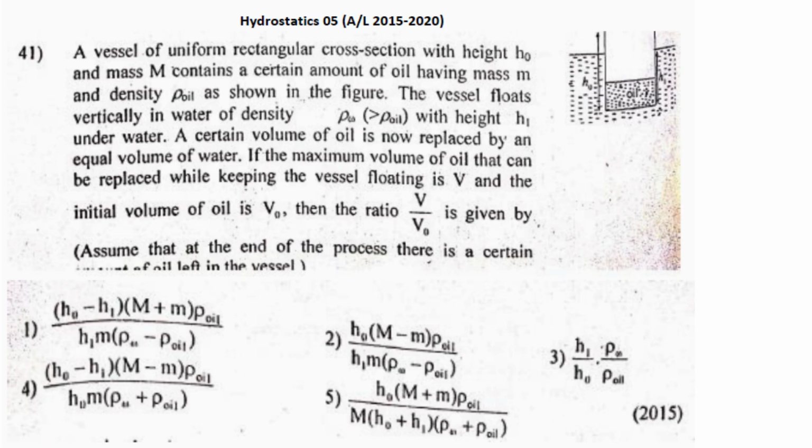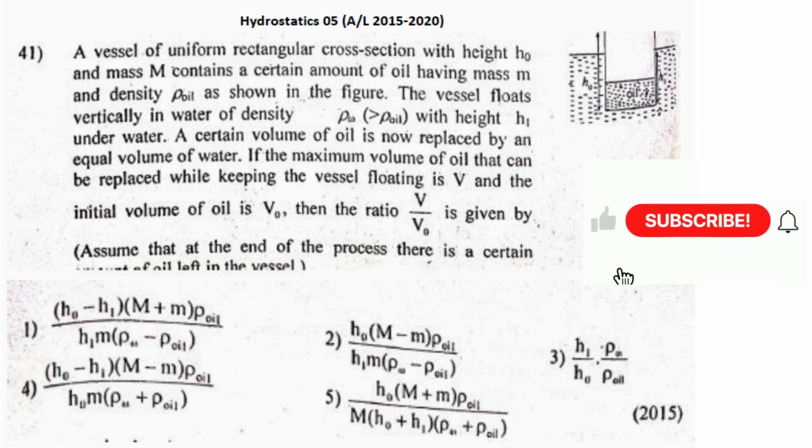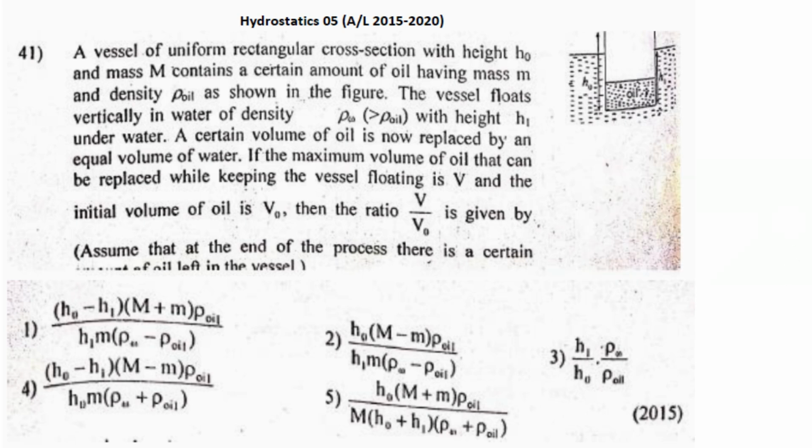Question number 41. A vessel of uniform rectangular cross-section with height h0 and mass capital M contains a certain amount of oil having mass small m and density rho oil as shown in the figure. The vessel floats vertically in water of density rho W. Rho W is greater than rho oil, with height h1 underwater.